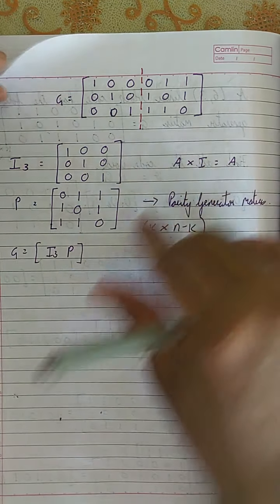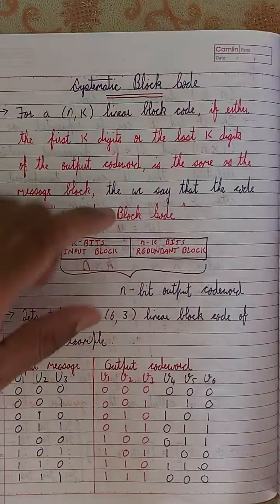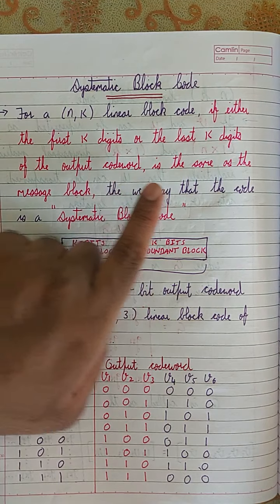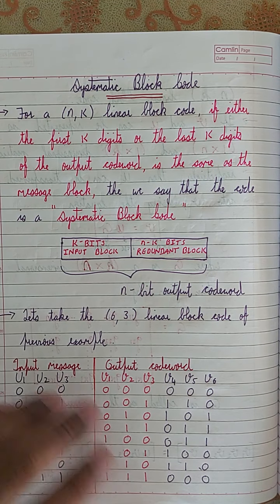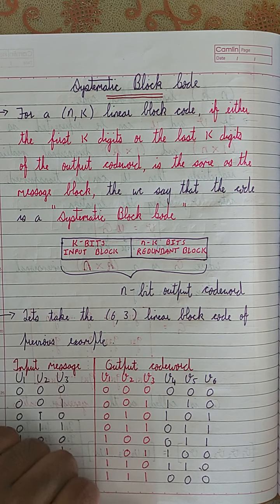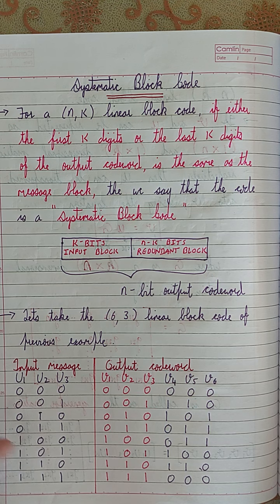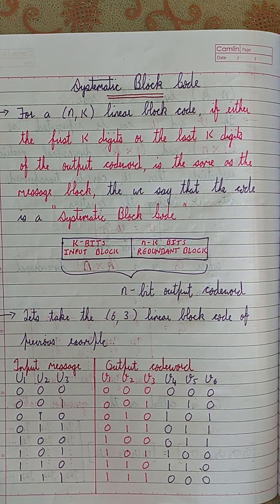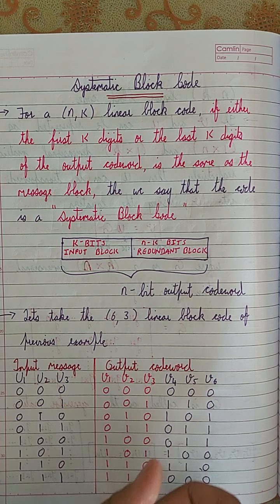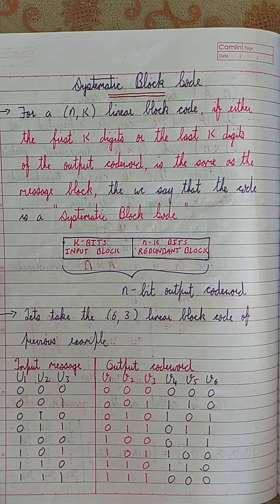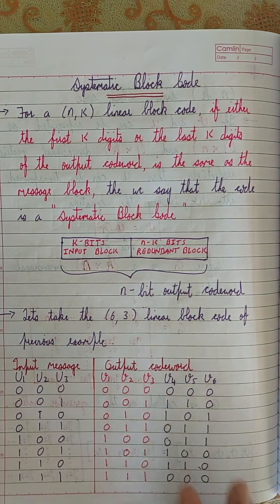It can also be the last part, because according to the definition, the first k digits or the last k digits of the output code word is the same as the message block. Here in this example, it is the first k digits. This is the first 3 digits of the output code word is the same as the message block. A systematic block code can also be when the last 3 digits are the same as the input message. That is also called a systematic block code, either the first part or the last part.